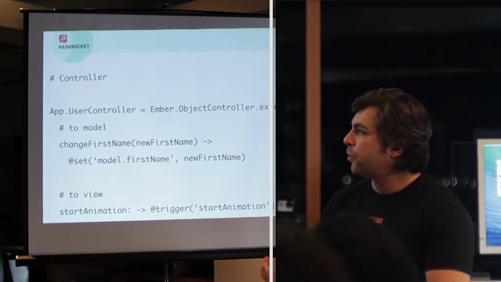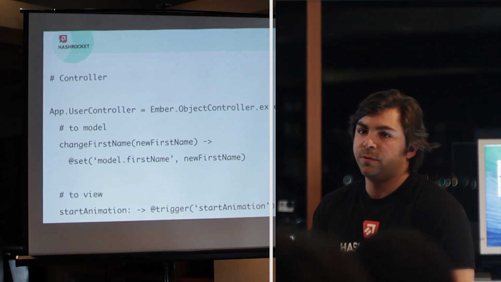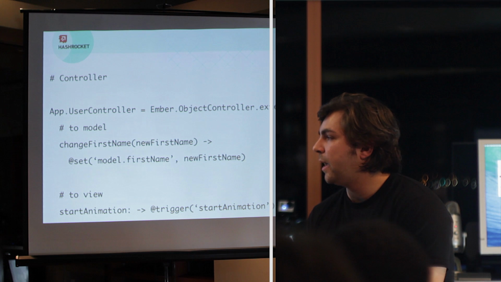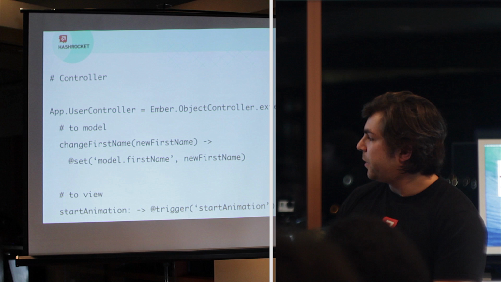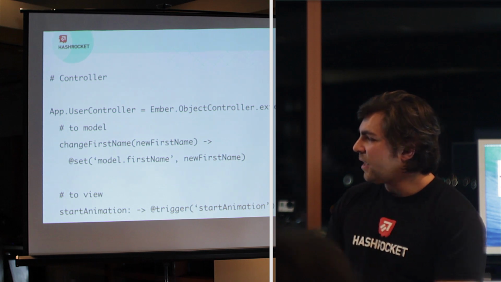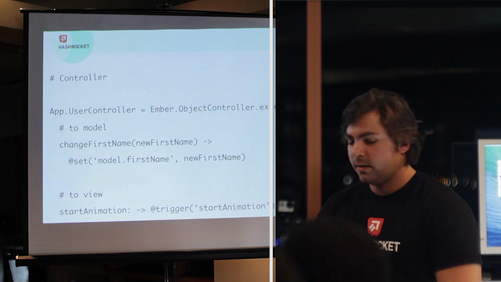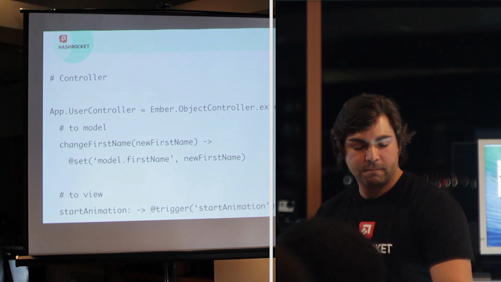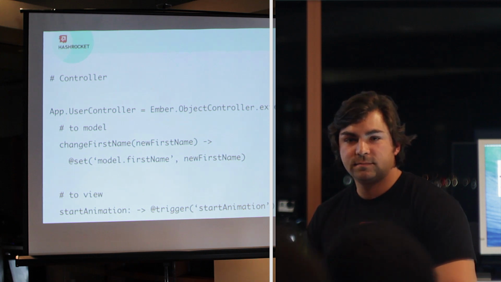And then for the controller to communicate down to the view, you usually trigger things. So you have to extend this thing called Ember Evented. It's just an events library. So I can call trigger start animation, and then the view can subscribe to those events, and that's a good way to do it. Then the view will be listening for start animation and then do whatever.